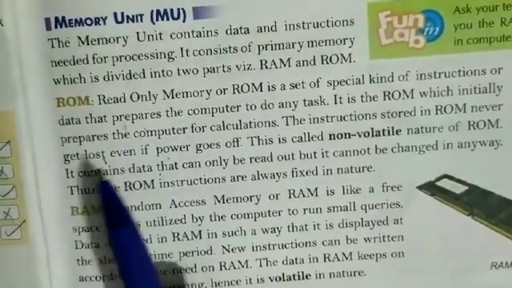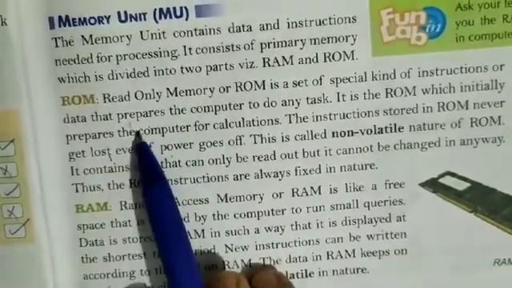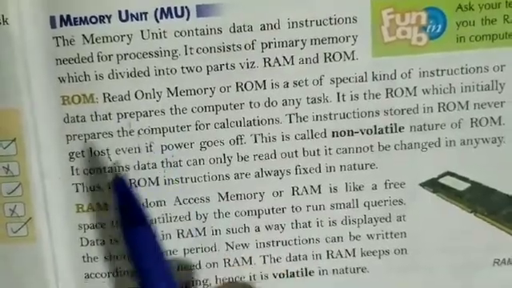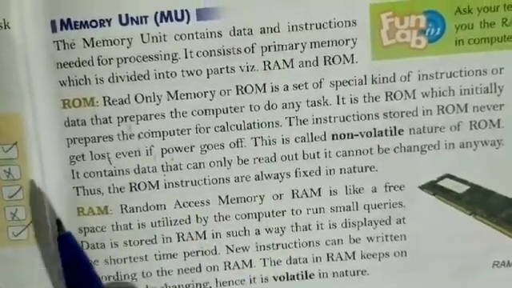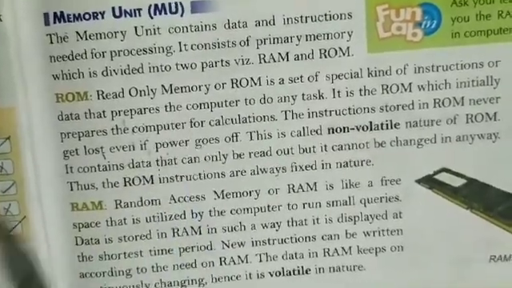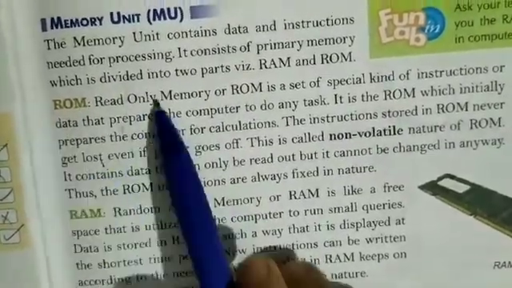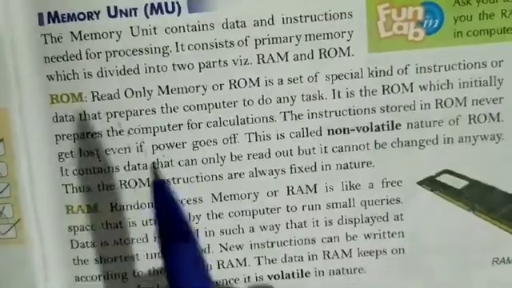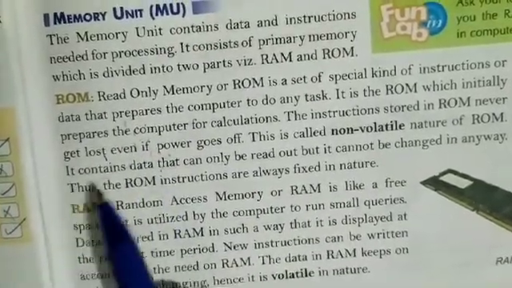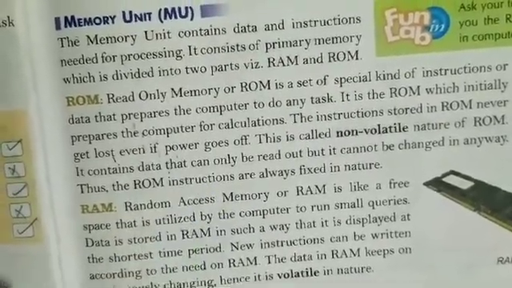Non-volatile means if the power goes off, whatever instruction or data is stored in it never gets lost. That's why it is known as permanent memory. You can read out whatever data is in it and it cannot be changed in any way. Whatever instruction is in ROM, it is fixed in nature. You cannot make any change in it. You can only read it.